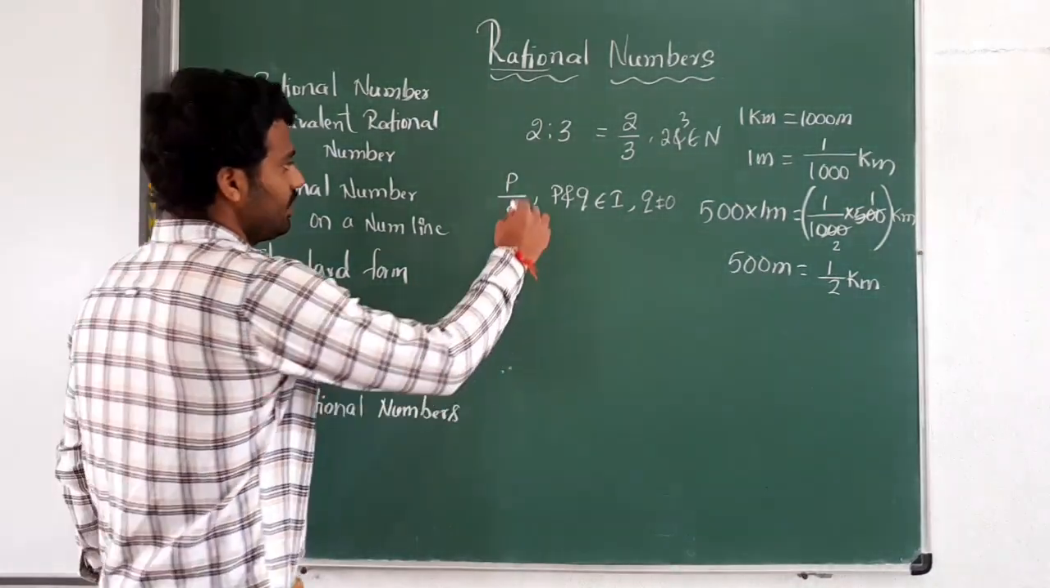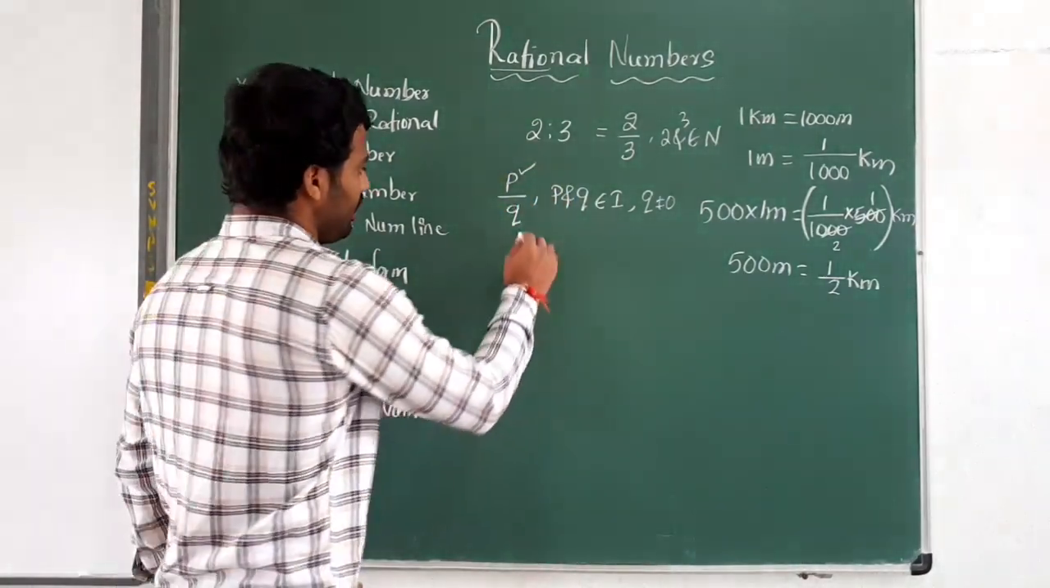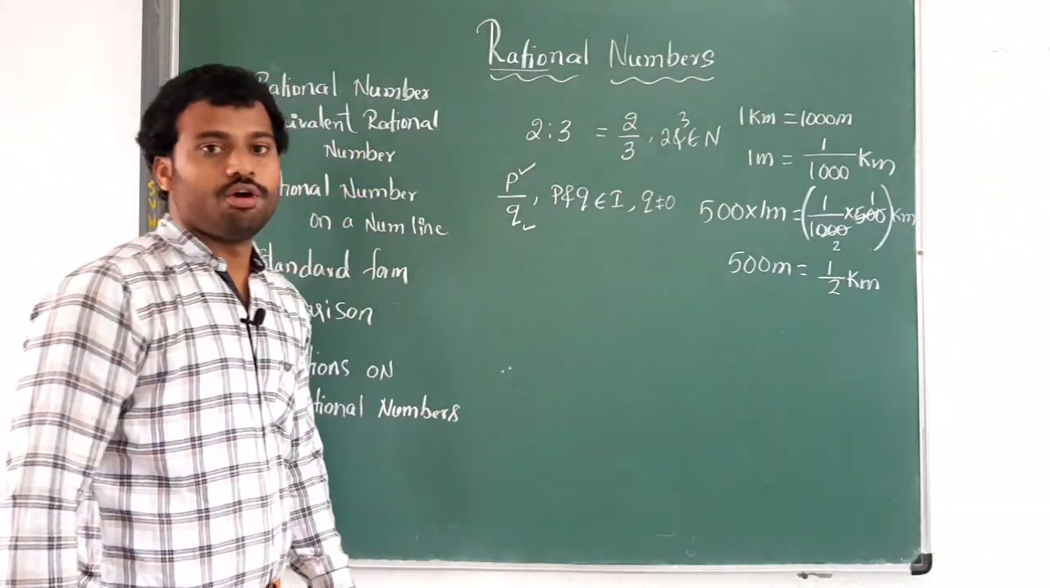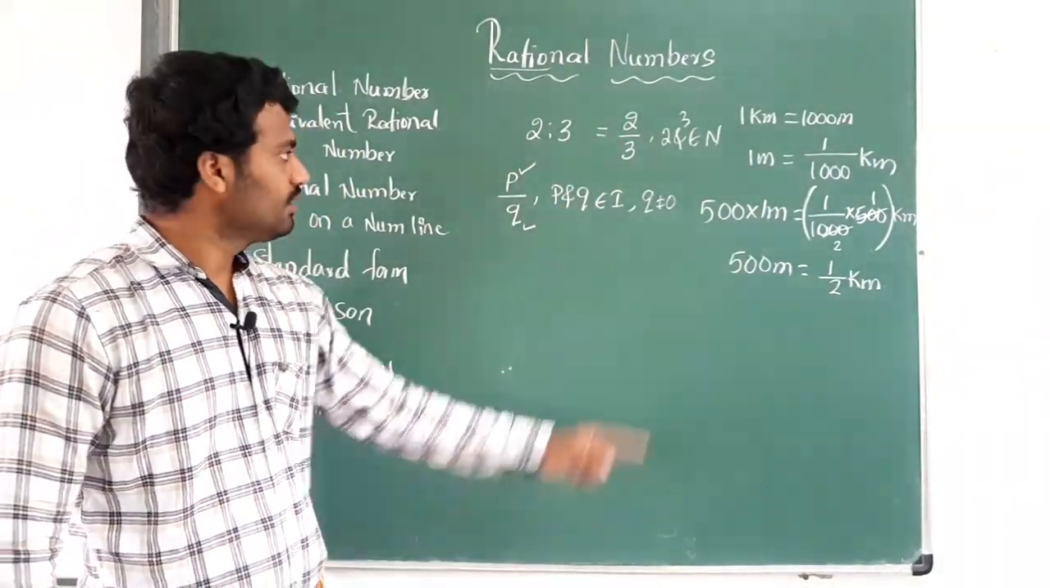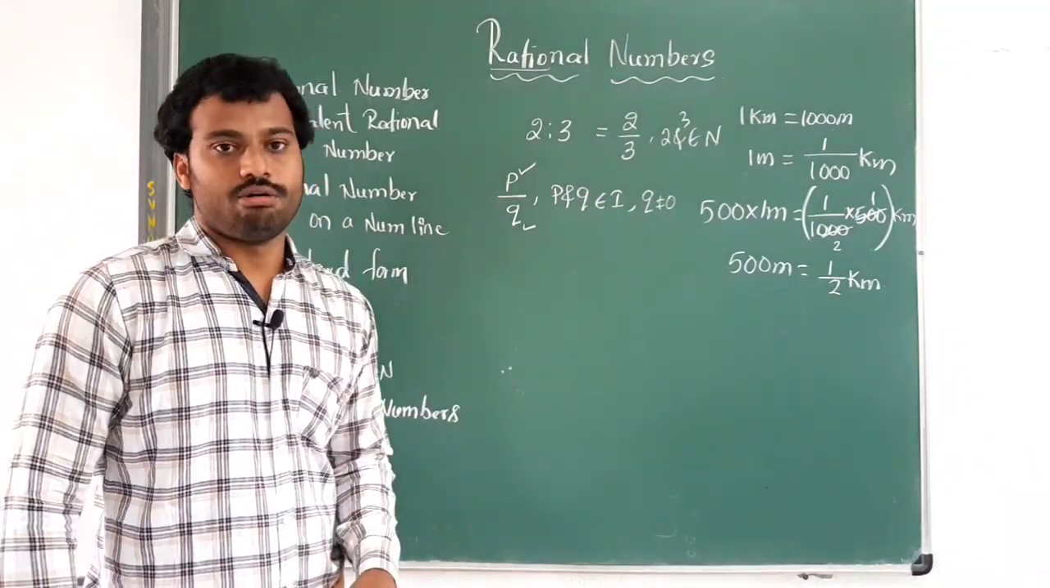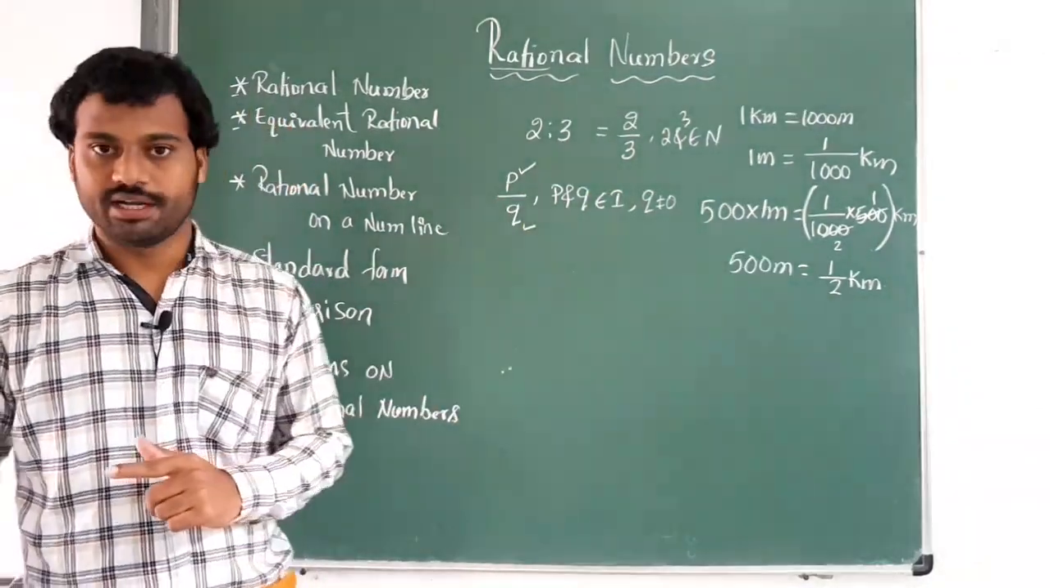In this, p is the numerator and q is the denominator. Here 2 is in the numerator, 3 is in the denominator. Clear or not? Numerator and denominator.